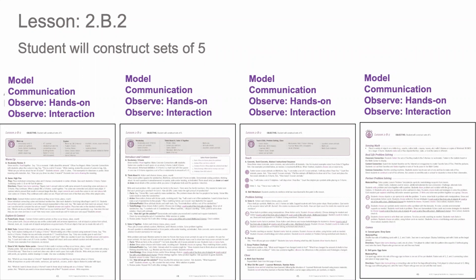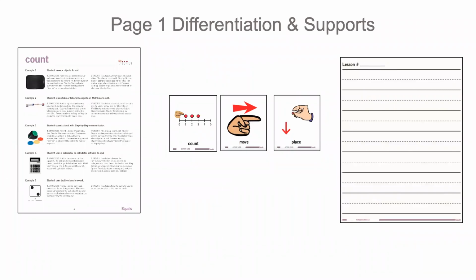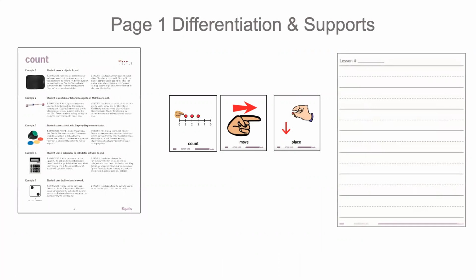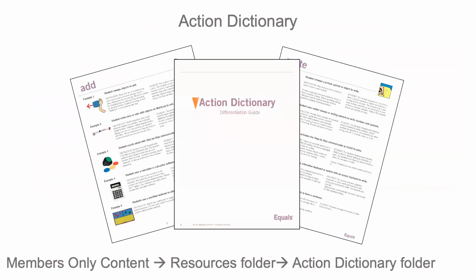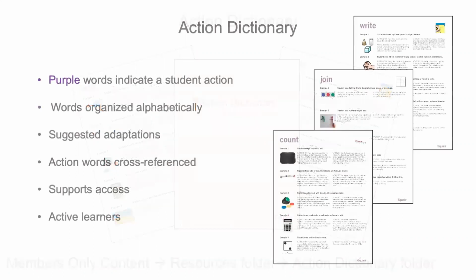that best practice instruction. So as we move into page 1, it is important to know the differentiation and supports that are available. The supports available on page 1 are the action dictionary, the action cards, and the number notes poster. The Action Dictionary is found within the members-only digital content within the resources folder and is the main differentiation guide for addressing individual needs. Prior to teaching a lesson, you do want to make sure you review this resource so you are familiar with it.